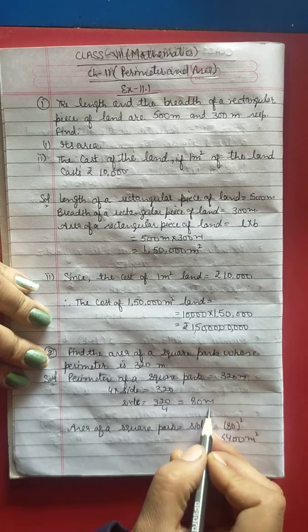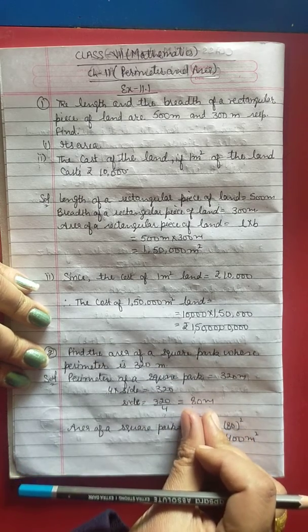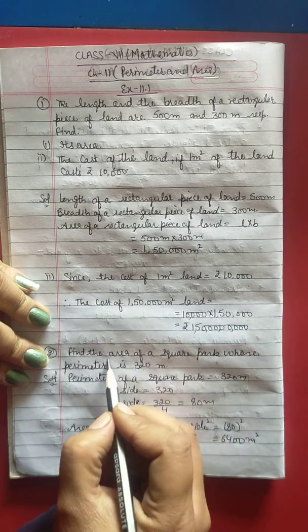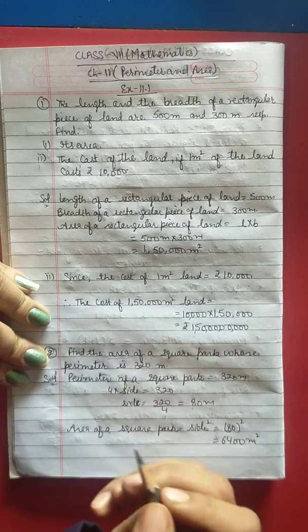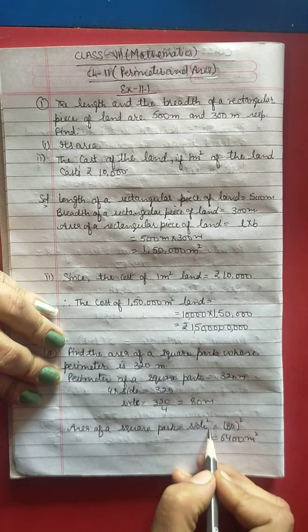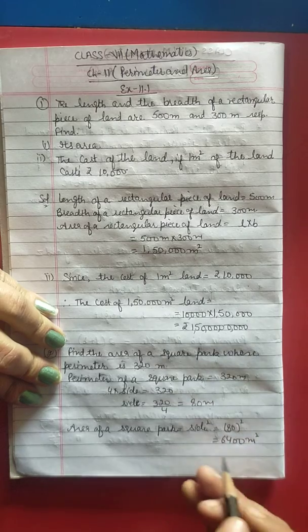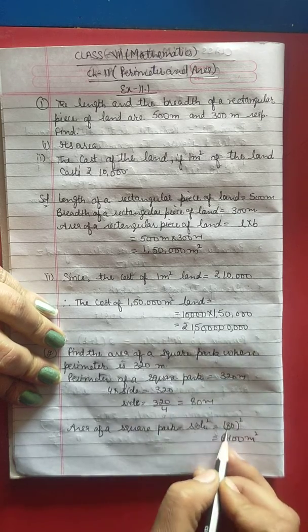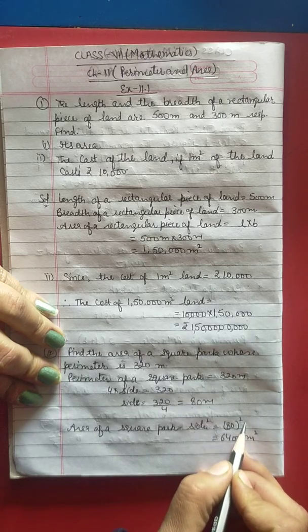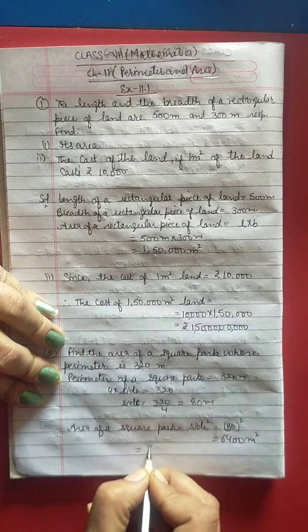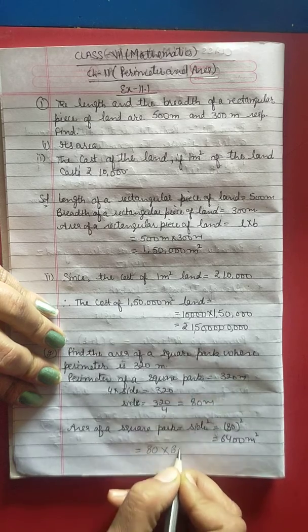After getting the side of the square park as 80 meter, now we're going to find out the area. The area of a square park is side square, because that is the formula to find the area of a square. So applying the formula here, as side is 80, I write 80 raised to power 2, and we know that any number raised to power 2 means we multiply that number 2 times, that is 80 multiply 80.